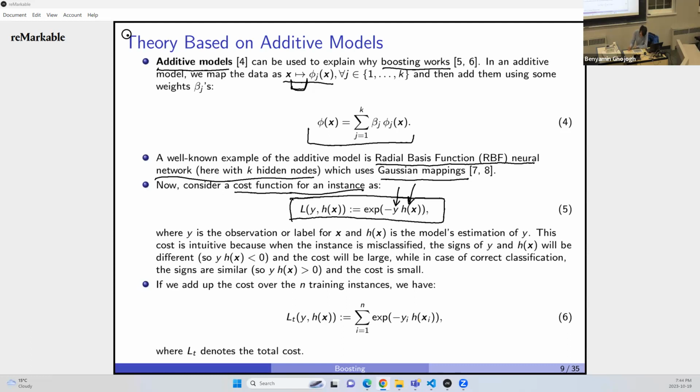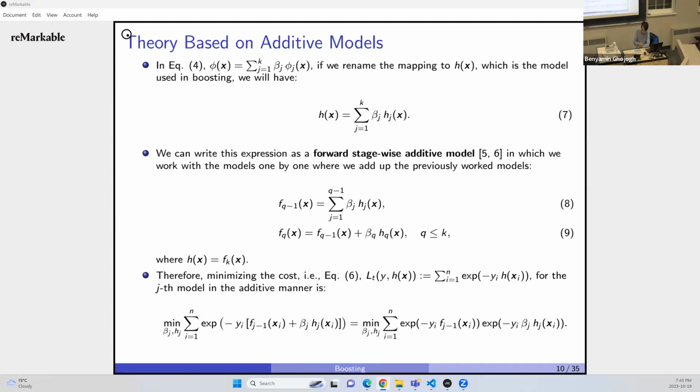Now, I assume we add up the costs over n training data instances. So this was for 1 training point. Now I assume I have n training points. So I will have yi and h of xi, and I add them in the summation. LT denotes the total cost. Okay. T stands for total.